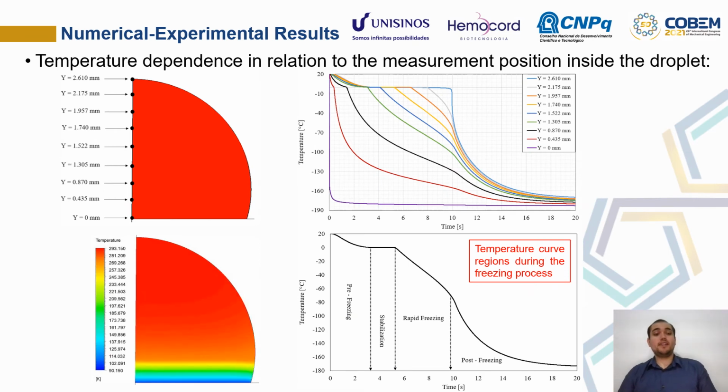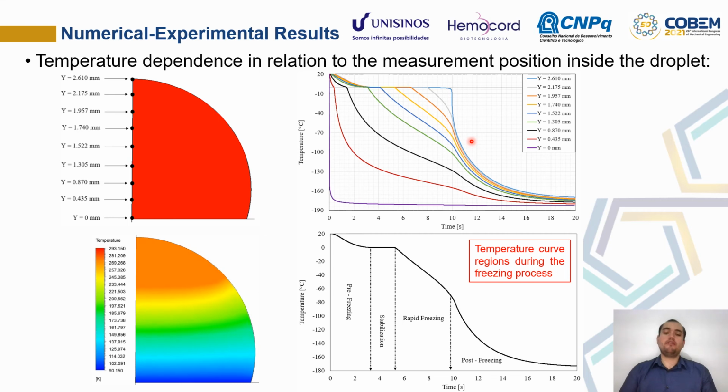In order to understand this big difference between the numerical and experimental results, we evaluate the temperature dependence in relation to the measurement point inside the droplet. So we divide the droplet into 9 regions and we collect the temperature at each point, as we described in this graph. And it's possible to see here the similarity of behavior between the curves, and we divide this behavior into 4 regions: pre-freezing, stabilization, rapid freezing, and post-freezing region.